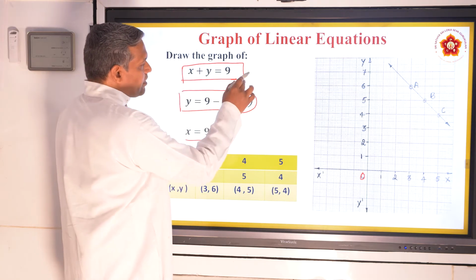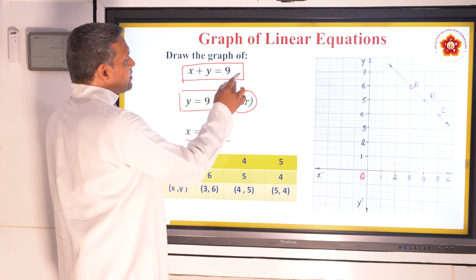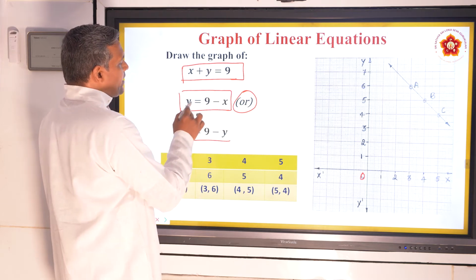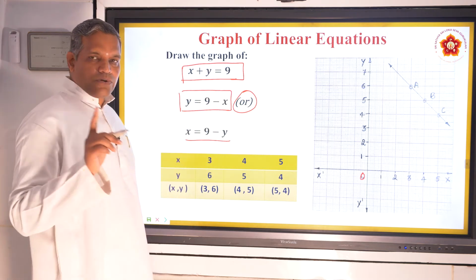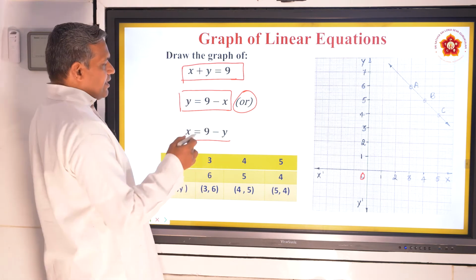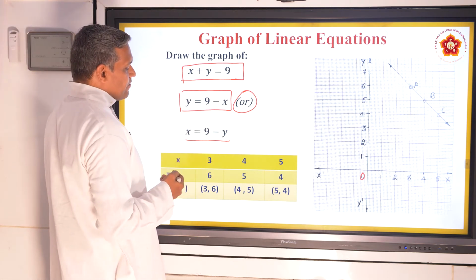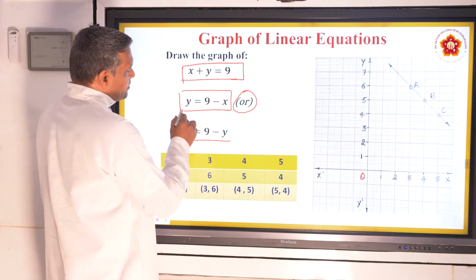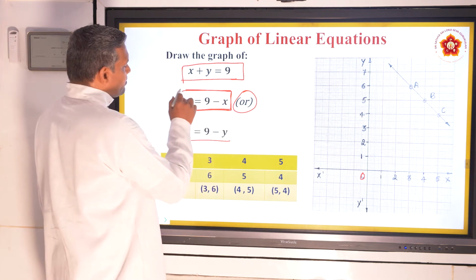X should be transposed to the other side. So now plus x will become minus x. So y is equals to 9 minus x. That's all it is. After doing that, you have to substitute different values. Now y is equals to 9 minus x is my equation.